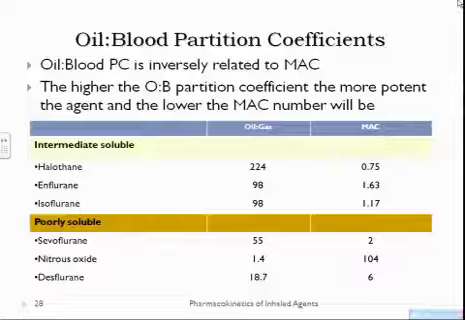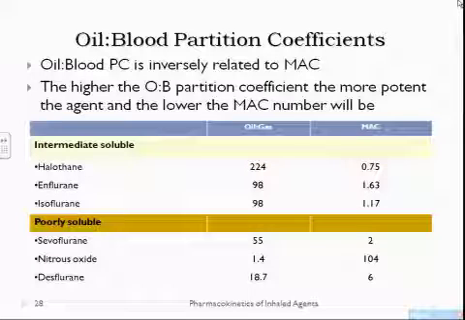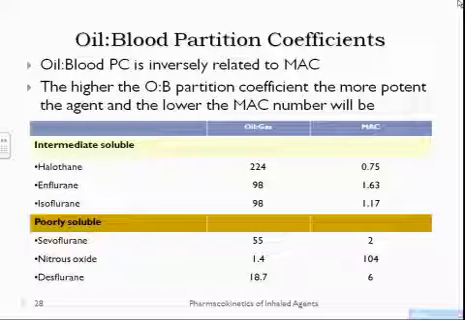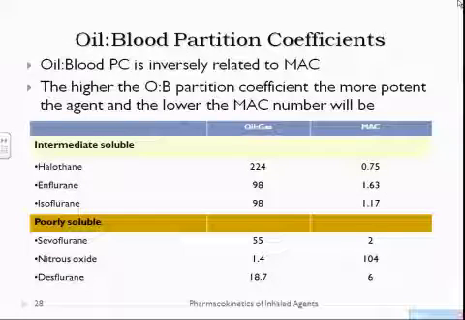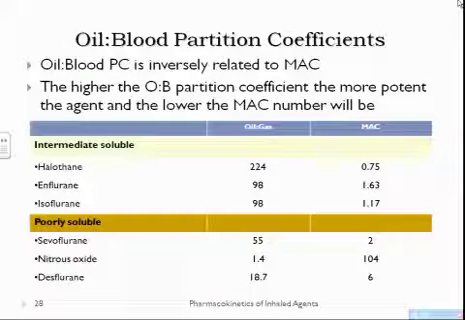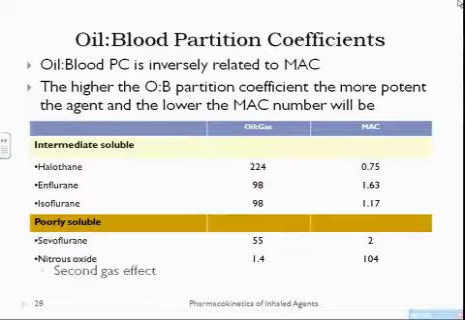If you go down further, you can see that desflurane has a very small oil to gas partition coefficient of 18.7. But look at the actual MAC strength of 6. So that's a very weak agent. It takes a lot more gas to have the same effect. So that's how you actually look at that. You can pretty much figure it out by doing some mathematics on it.